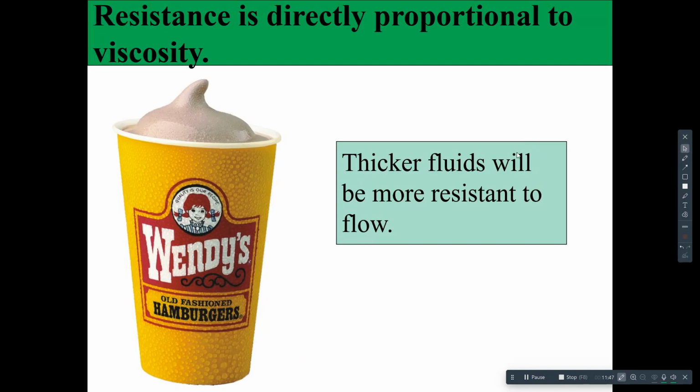So resistance is directly proportional to viscosity. If viscosity goes up, there's more resistance, there's less flow. Classic example of a viscous fluid is whatever a Wendy's Frosty is made out of. It is super thick, it is super viscous. You're not drinking this with a straw. Okay, it's too viscous. There's too much resistance to flow. Now, we don't have Frosties. Well, we might have Frosties in our body, but definitely not in our blood vessels.